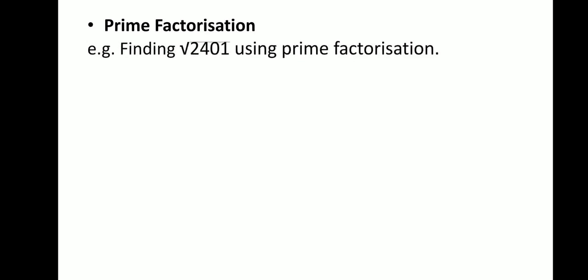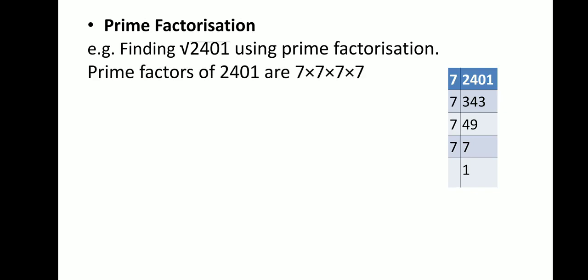Coming to prime factorization method. Now, I need to find the square root of 2401 using prime factorization. If it is mentioned in the question, then you are supposed to use that particular method only to find the square root of a given number. Here, after doing the prime factorization, we have come to know that the prime factors of 2401 are 7 into 7 into 7 into 7.